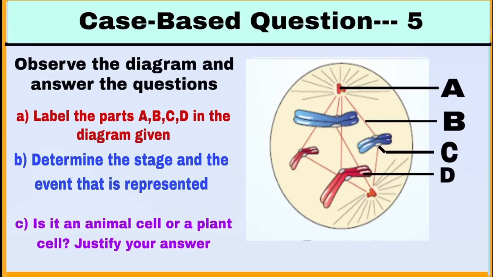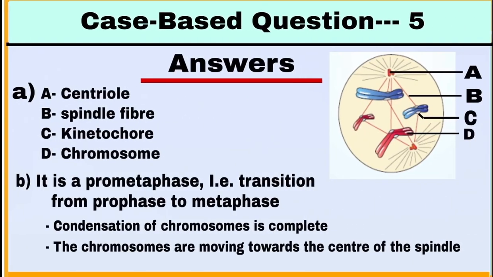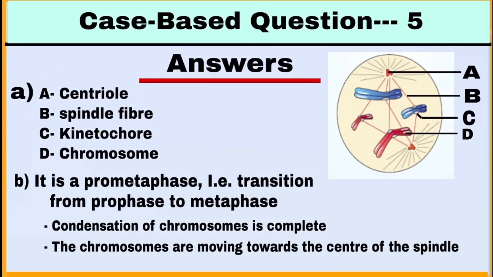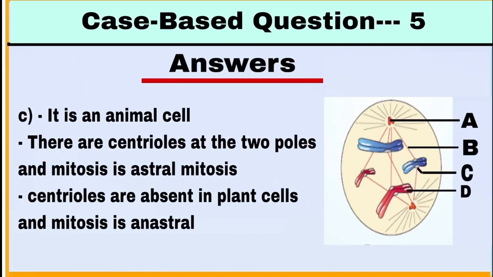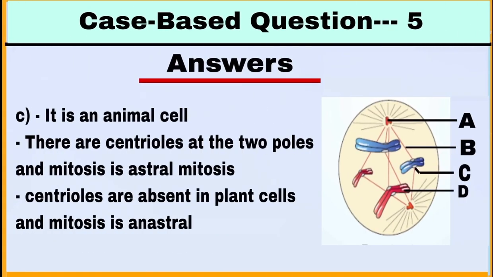Question number 5. This question is based on the given diagram. This diagram is showing the pro-metaphase stage of mitosis and then you have to answer parts A, B and C of the question. These are the answers of part A and part B, and this is the answer of part C.